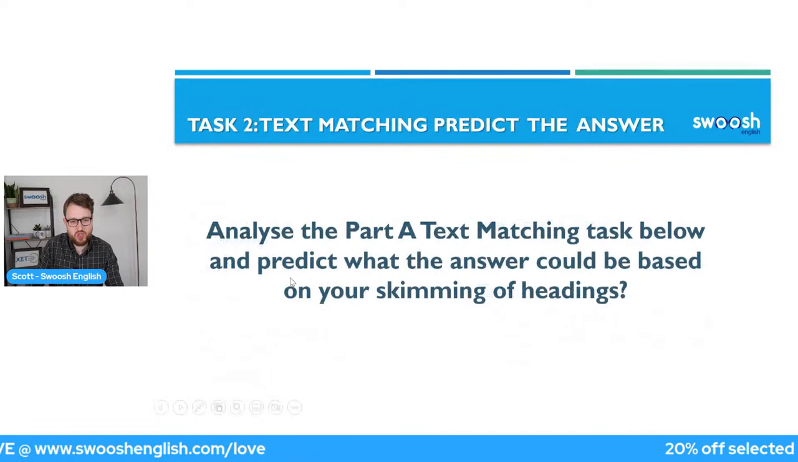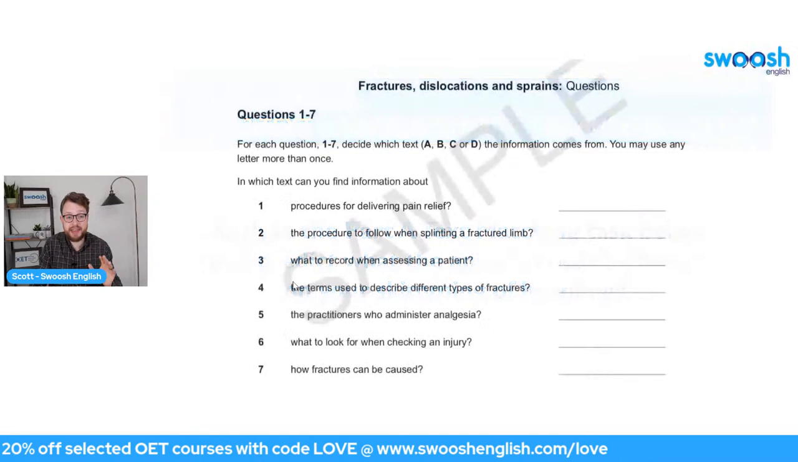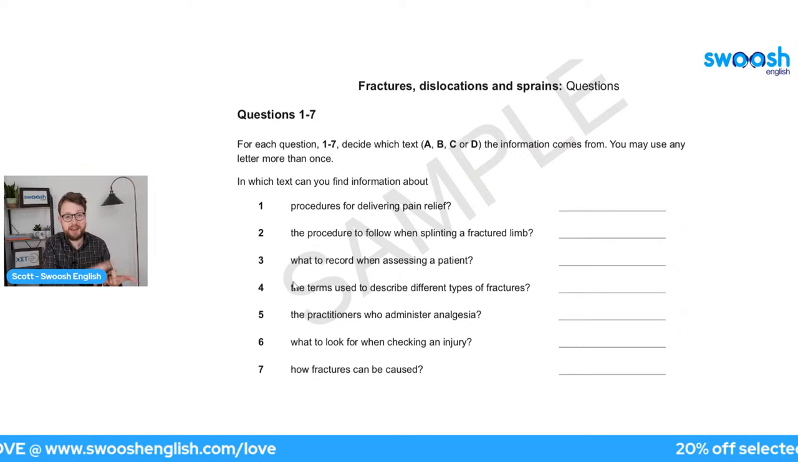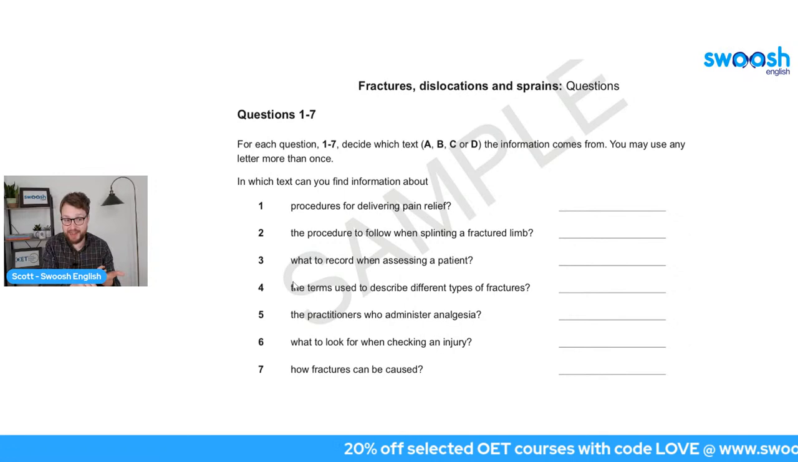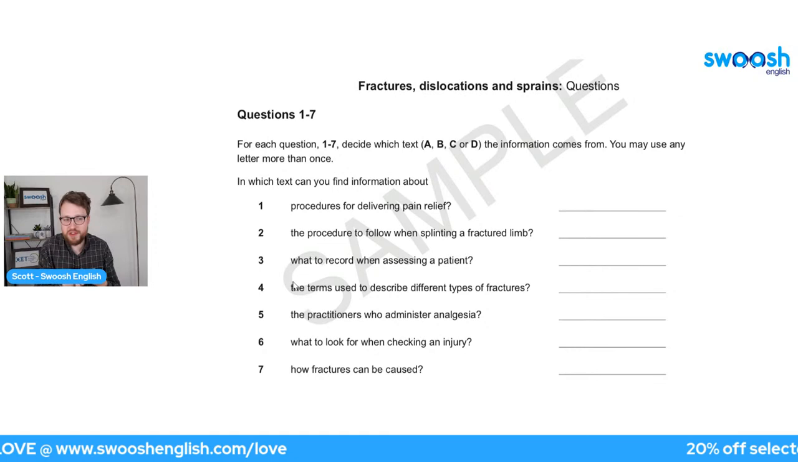So guys, as I said, what do we think the text matching task answers could be, based on our understanding of the headings by themselves? So you have your notes, guys. We have text A, text B, text C, and text D. Match the headings based on your predictions only to 1, 2, 3, 4, 5, 6, and 7, okay? We'll do the first one together.